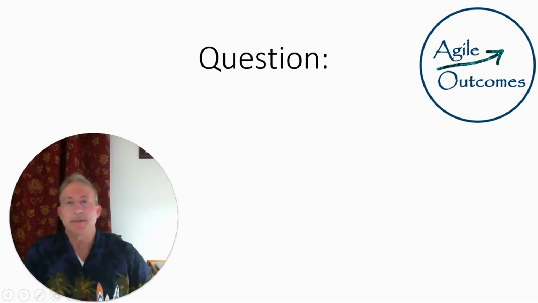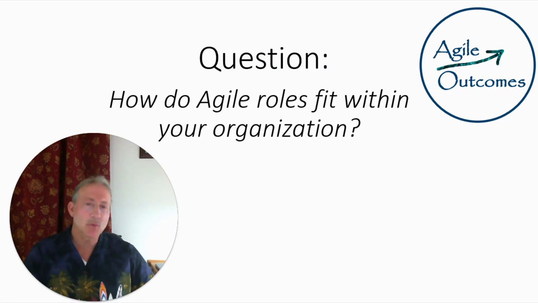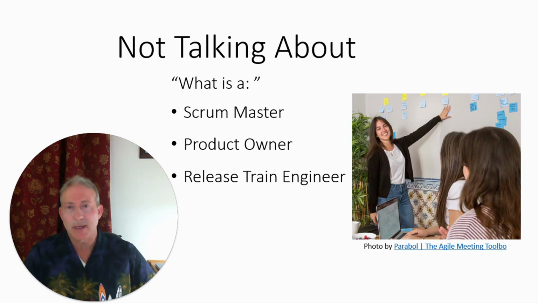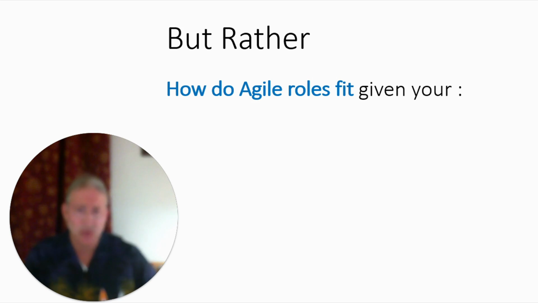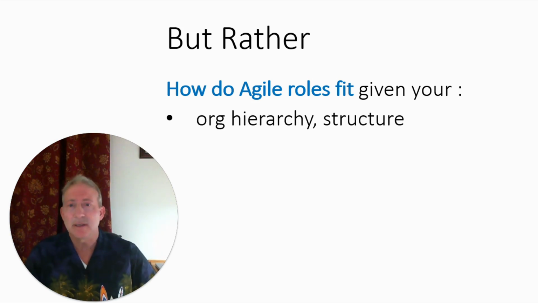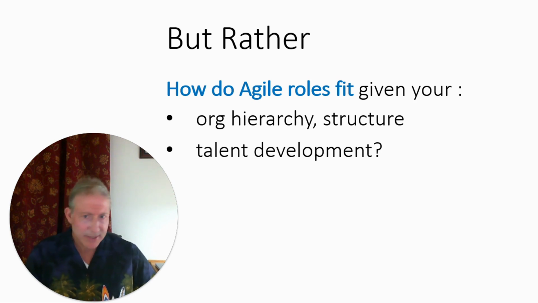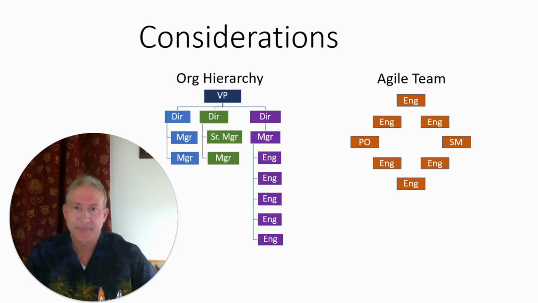Okay, let's get down to it. Question: how do Agile roles fit within your organization? Now, to be clear, we're not talking about defining a Scrum Master role or a product owner role. We're assuming that's a given. You're working in an Agile fashion. However, how do these Agile roles fit given your existing org hierarchy or structure, or your talent development? How do you recruit? How do you develop career paths for such Agile folks?